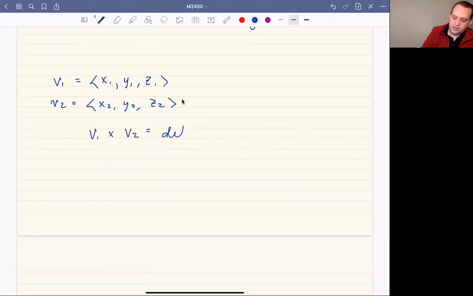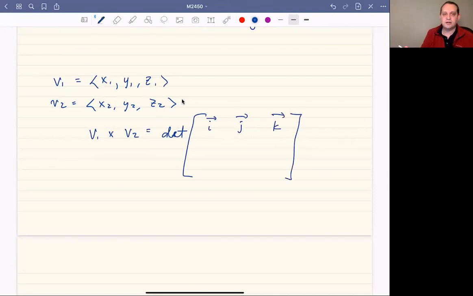And the way that you do it is you take the determinant with the unit coordinates i, j, k. So these are the unit vectors in the x, y, and z direction. And then you put in the vectors v1 and v2: x1, y1, z1, x2, y2, z2. In this case, the top row is a little different than the other rows, because the top row consists of vectors, while the second and third rows consist of the components of the vectors. So you usually expand along the first row, but this is finding the determinant.